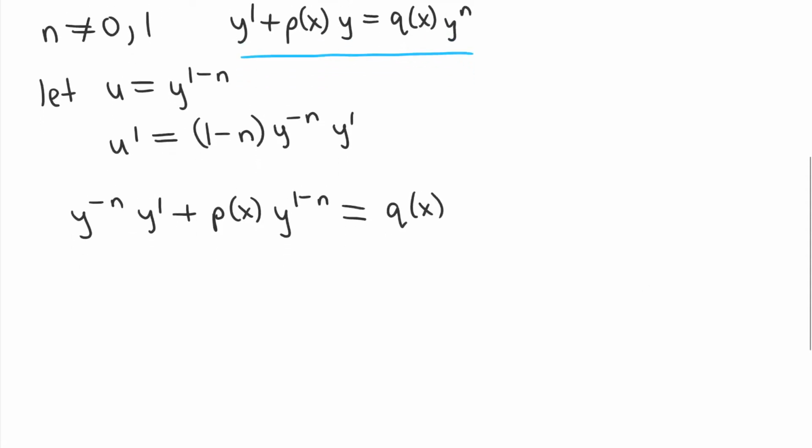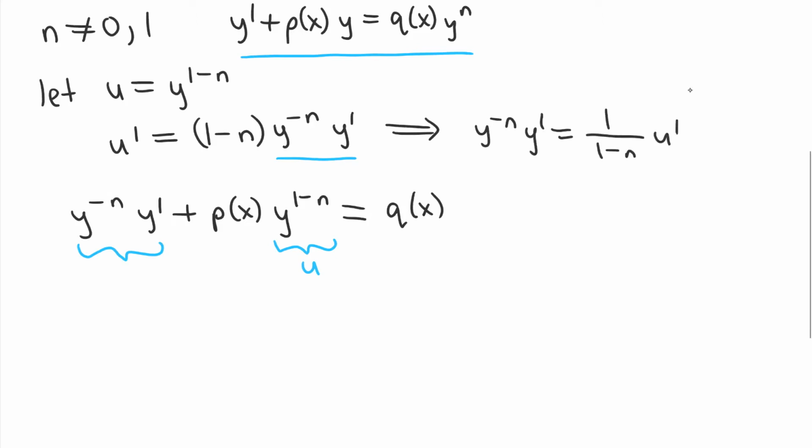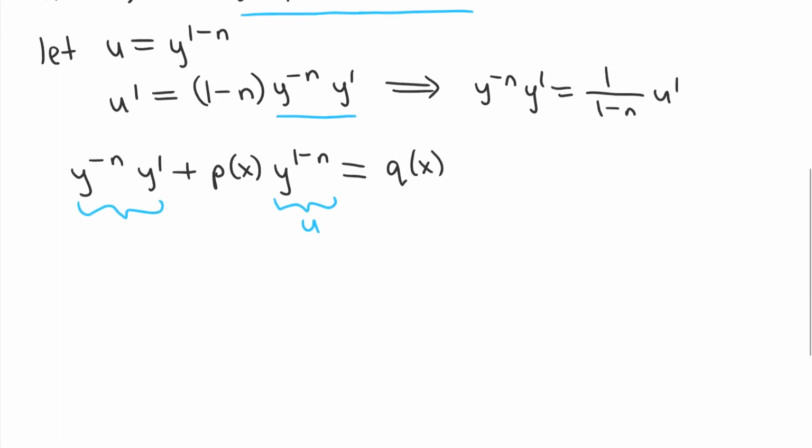And now you can see that right here, this is u. And right here, if I use this equation, notice that y to the negative n times y prime is 1 over 1 minus n times u prime, right? Notice that this expression only contains u as well. And so we can rewrite this. It's going to be 1 over 1 minus n times u prime plus p of x times u is equal to q of x. And you can see this differential equation in terms of u is linear. It's a first order linear differential equation.